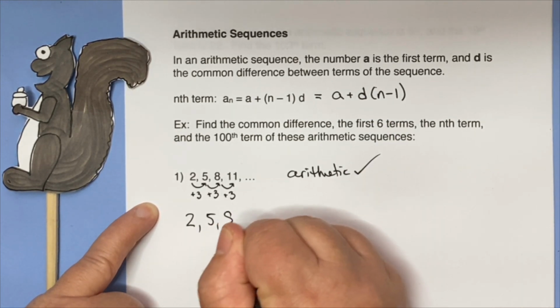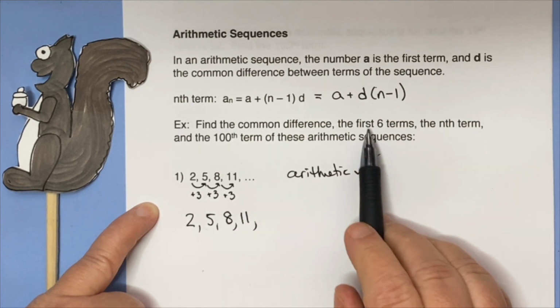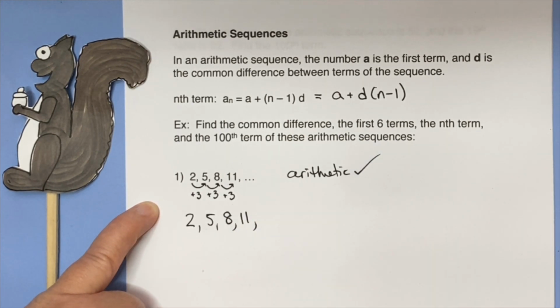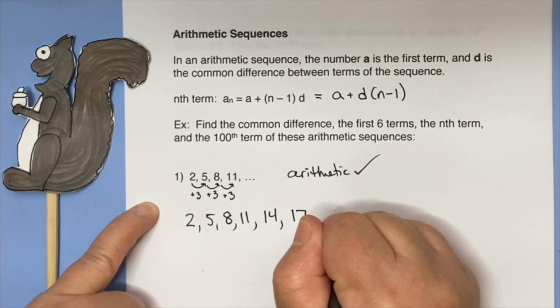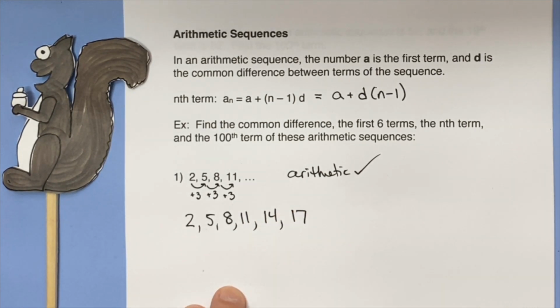2, 5, 8, 11. Okay, now I need to get to 6 terms. 1, 2, 3. That's 4 terms. Plus 3 is 14. Plus 3 is 17. So those are the first 6 terms.